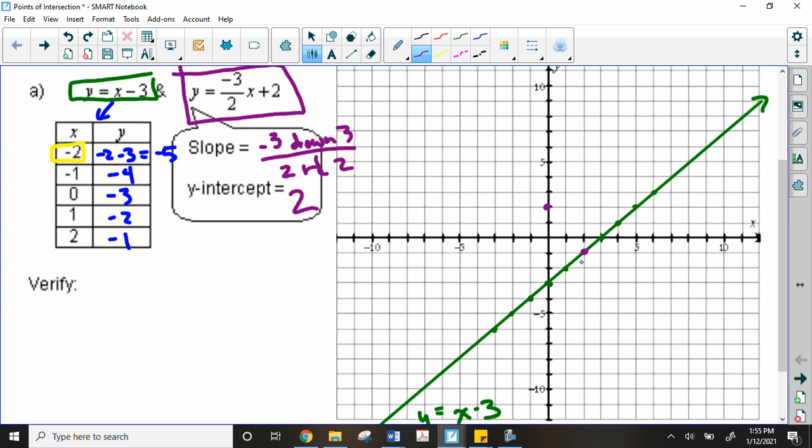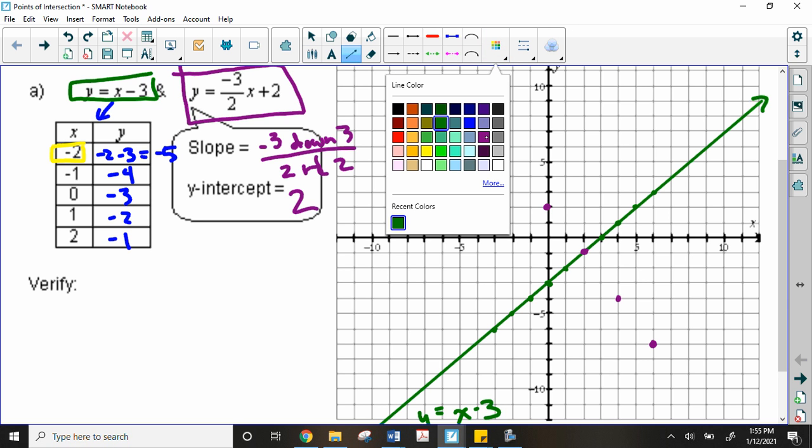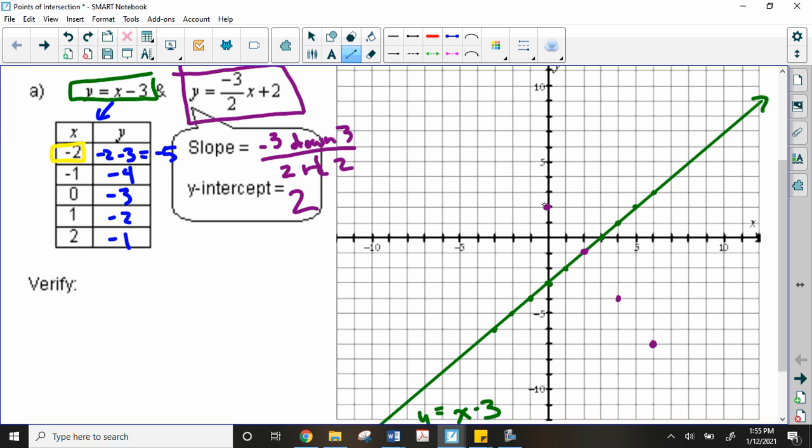That was the first one. 1, 2, 3, 1, 2. I'll do one more. 1, 2, 3, 1, 2. Okay, let's draw our connecting linear line. I don't have to really stretch it out too much because I know where the point of intersection happens. I can see it. So our POI is right here.